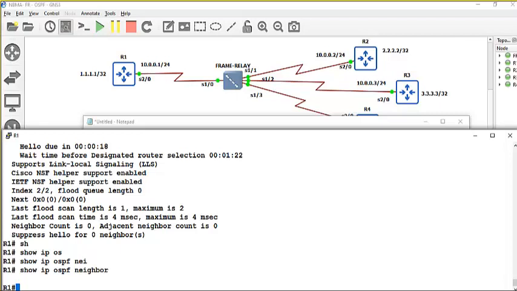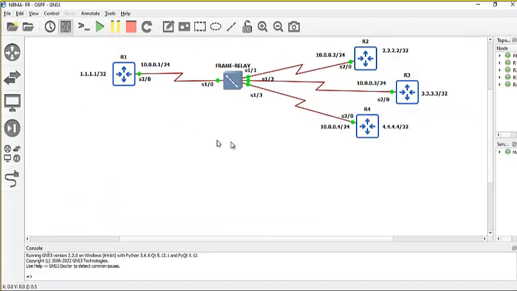Thanks for answering. Second, there won't be any DR BDR election. And the timers will be 30 and 120. The neighbors will be dynamically discovered. There will not be DR BDR. The timers will be 30 and 120 and all neighbors should be in the same subnet. See, all are in the same subnet. So now let us do it.